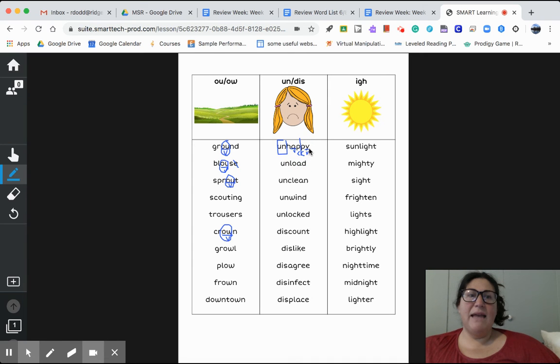Now at the end of a two-syllable word, Y says E. So I'm just going to draw a line over it because I notice that this is a two-syllable base word. And then this first syllable is a closed syllable. So this word is happy. That's the base word. Unhappy.